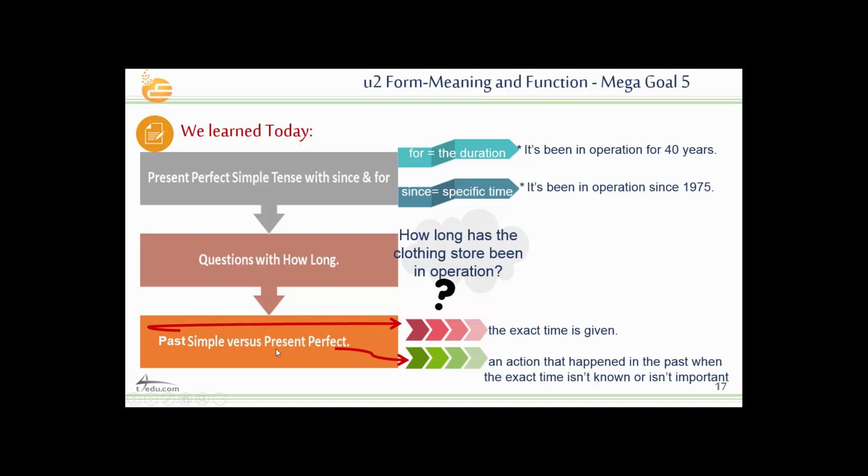And past simple versus present perfect. For the past simple, the exact time is given. I was here yesterday. And for the present perfect, an action that happened in the past when the exact time is not known or is not important. The time is not important, so I use the present perfect. And we ended up with the expressions that we use with present perfect: yet, already, never, ever, recently, twice, once, and so on.